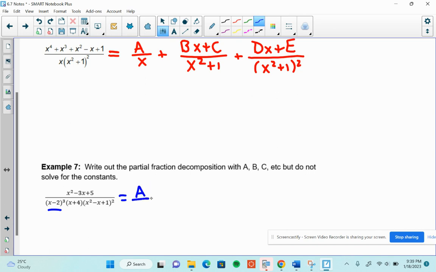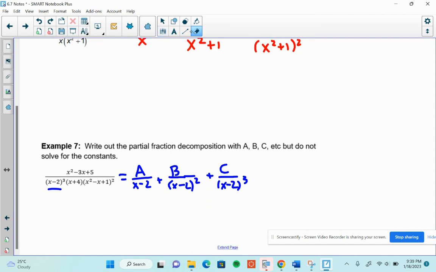So we have to have an a over x minus 2 plus b over x minus 2 squared plus c over x minus 2 cubed. I'm not sure we're even going to be able to fit this all in one line because it's going to be so long. Then we have to have a fraction for the x plus 4. So we have to have a d over x plus 4. And then notice this is an irreducible quadratic, but it's repeated. So I'm going to have 2 fractions for that.